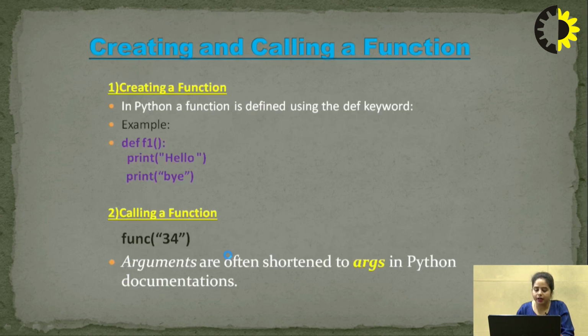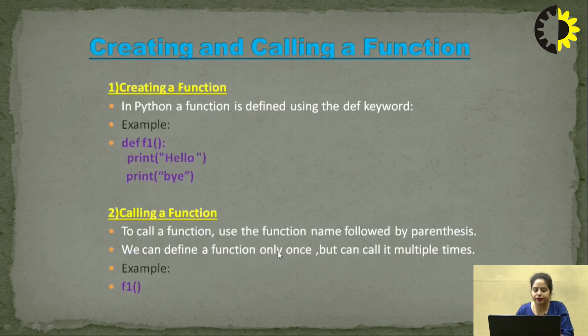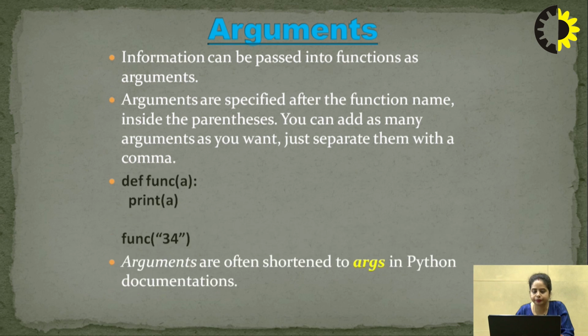Here is the thing, we can define a function only once but can call it multiple times. We will see this statement in the next example. Next, arguments. Information can be passed into a function as arguments. What are arguments? Basically, arguments are specified after the function name inside the parentheses. The values, the information, the data which you want to pass to our function are known as arguments. You can add as many arguments as you want, just separate them with a comma.